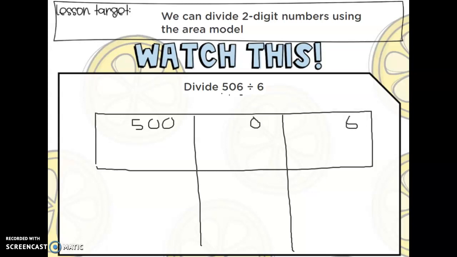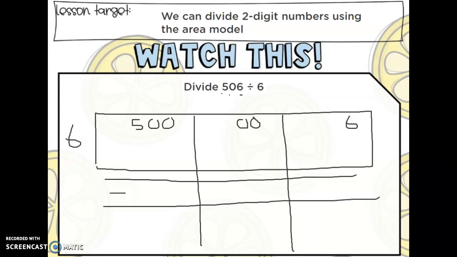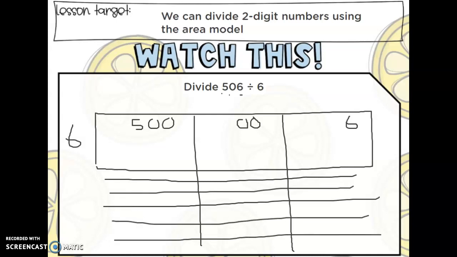When there's a 0 in my tens, I like to put 2 zeros there to show ones and tens. That way when I bring over my hundreds, if I have to, I won't get confused. So now I know I'm dividing by 6. So down here in this space, I need to have 6 equal rows. So here we can see that I have 1, 2, 3, 4, 5, 6 groups.